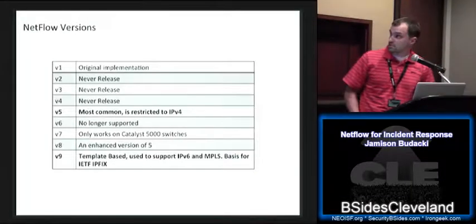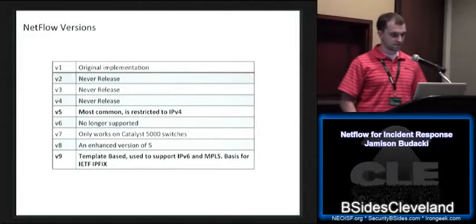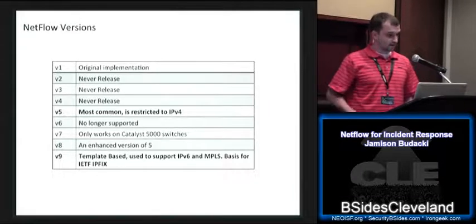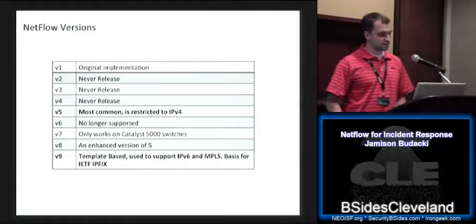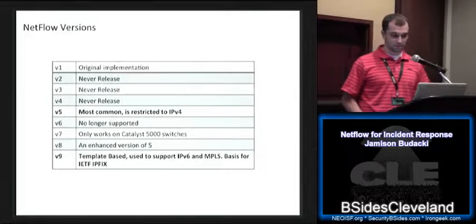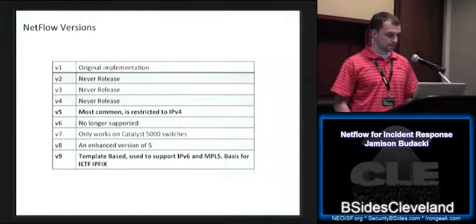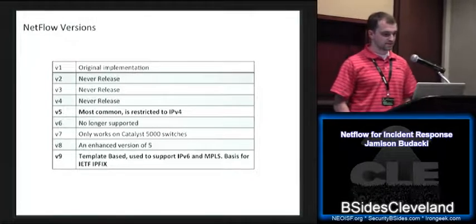So over the years, Cisco has created 9, or depending on who you ask, 10 versions of NetFlow. V1 was the original implementation. V2, 3, and 4 were never released. 6, 7, and 8 were never really adopted either. The two key ones are V5 and V9. The most common is V5, but the only setback on that is it's restricted to IPv4. V9 is template-based. It does support IPv6, and it's actually the basis for NetFlow's cousin, IPFIX.